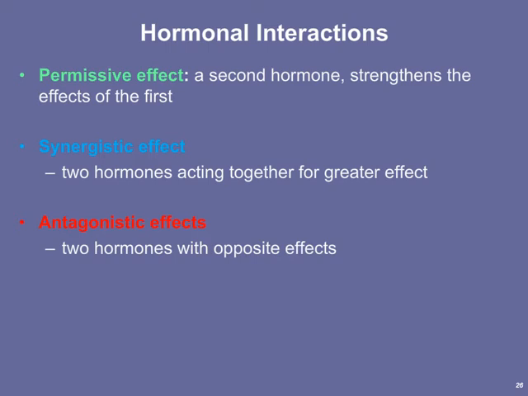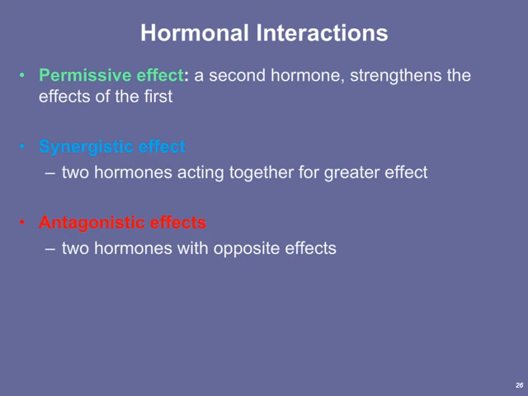Another type of effect is a synergistic effect. Remember, synergy means working together. So a synergistic effect is where two hormones work together for a greater effect. For example, in the female reproductive system, both estrogen and luteinizing hormone are needed for the production of a mature oocyte or egg.